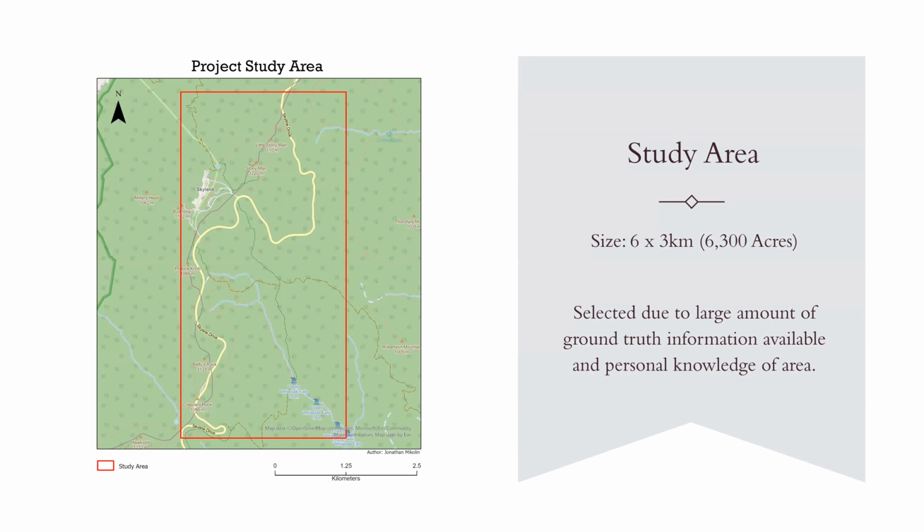The study area I'll be focusing on to test this workflow is in the central region of the park, which includes a variety of terrain features such as mountain peaks and valleys, along with a popular vacation resort called Skyland. A mixture of hiking trails and roadways are in this area, most notably Skyline Drive. The entire area is about 6 by 3 kilometers, or 6,300 acres. I selected this site due to personal knowledge of the area, having worked here for almost 10 years, along with the large amount of ground truth information available, as you can see by the blue waypoints on the map.